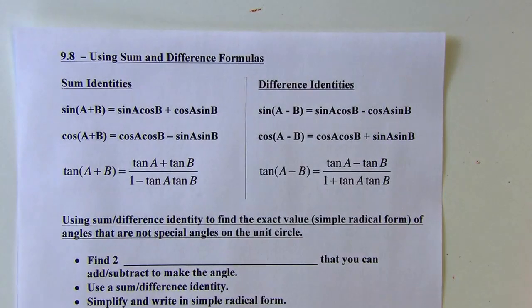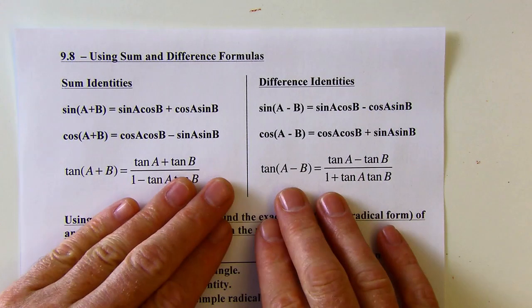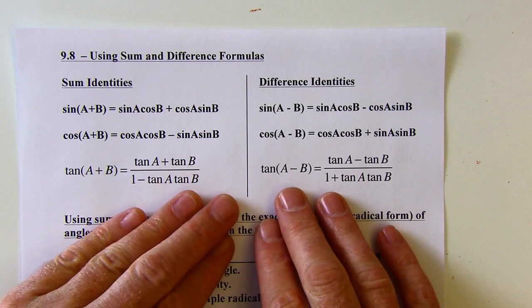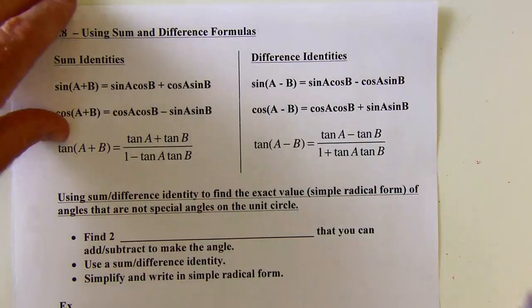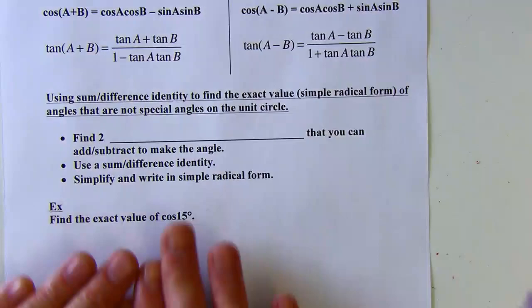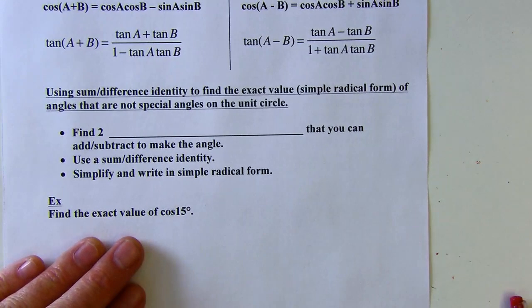Okay, using sum and difference formulas. So there are a bunch of sum and difference identities that we can use to find the exact measure of different angles. So I'm just going to skip forward in the notes a little bit. Let's say we had a problem like this, okay? We're finding the exact value of the cosine of 15 degrees.